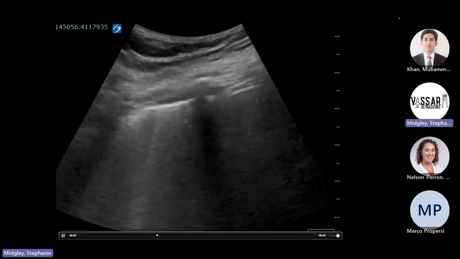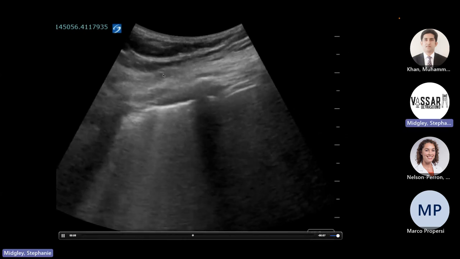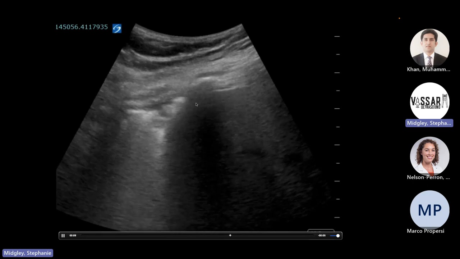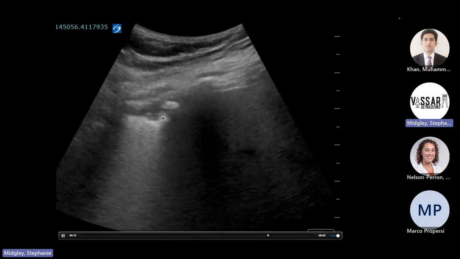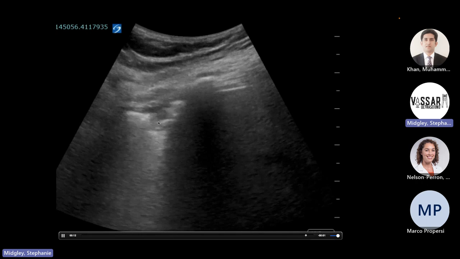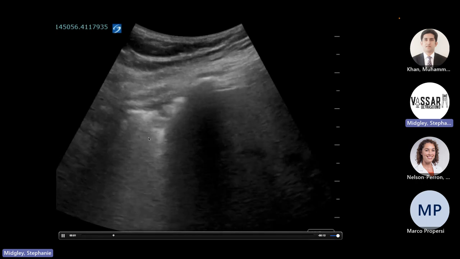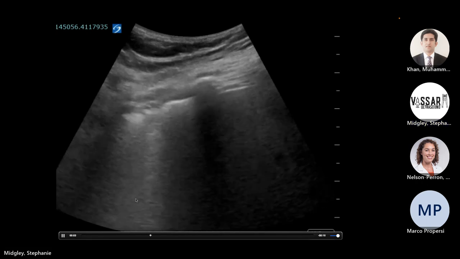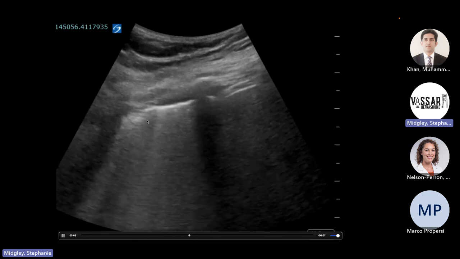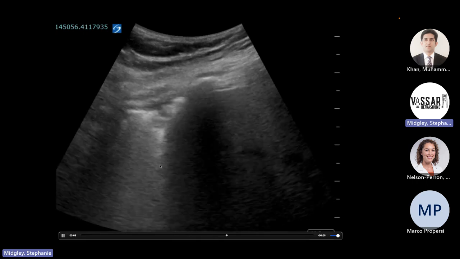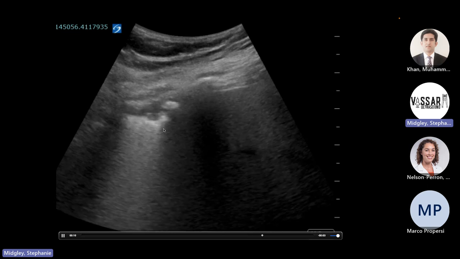Here we kind of saw already. So this is lung. There's my rib. Here's my rib. There's my pleural line. And then now we see my pleura is sort of jagged, broken, and there's these focal vertical ring down artifacts, aka B lines, coming from here. So this is pneumonia.